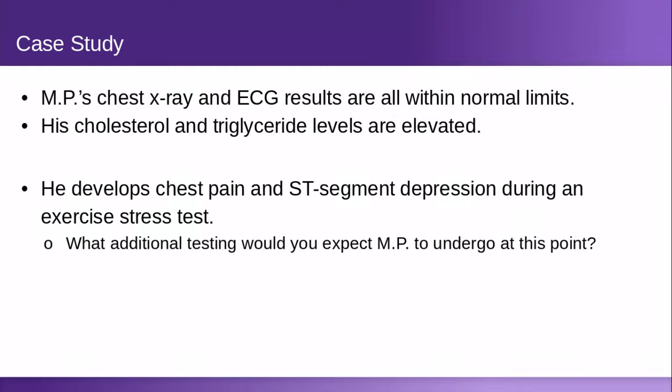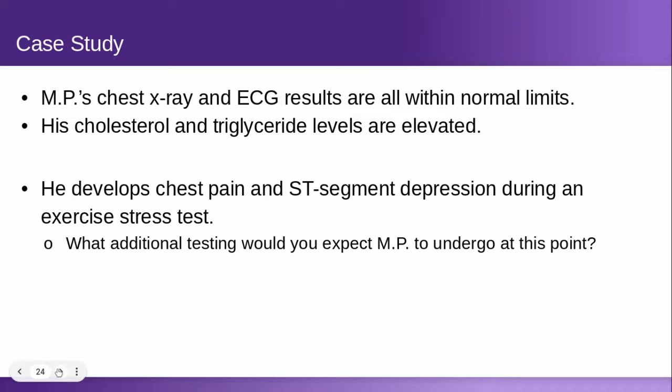All right, so MP's chest x-ray and ECG results are all within normal limits. His cholesterol and triglyceride levels are elevated, which we're not surprised by. He does develop some chest pain and ST segment depression during an exercise stress test. So our friend, we went in, he didn't have anything really clear to say that he was having a nasty heart attack, but when we did this stress test, he did have some EKG changes and did experience some chest pain. So at this point, he would buy himself a visit to the cath lab to do PCI, okay? And see if he's got any significant enough blockages that they need to intervene on.